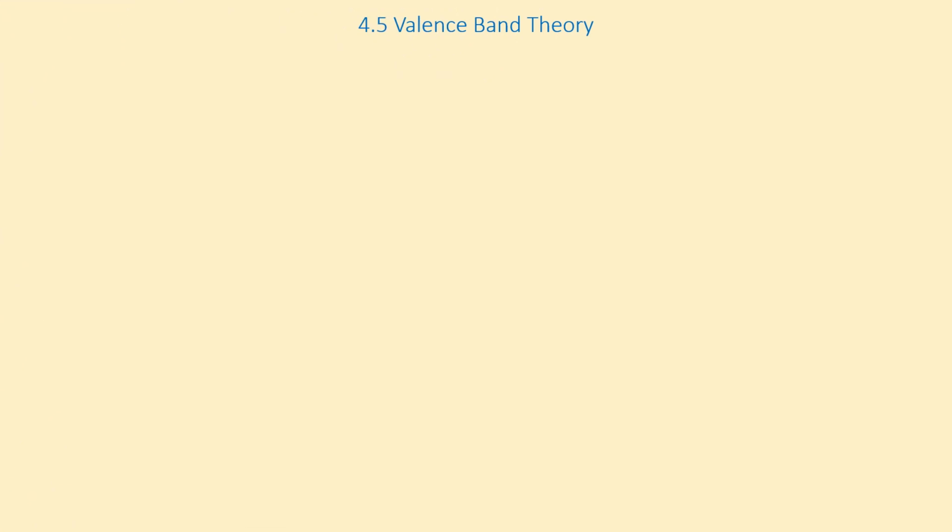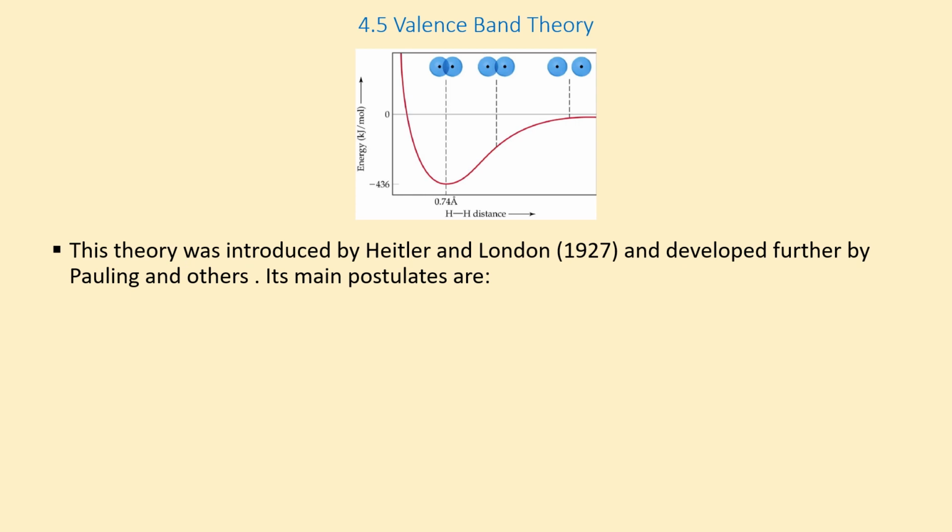Valence bond theory. Lewis' approach helps us in writing the structure of molecules, but it fails to explain the formation of chemical bond. It also does not give any reason for the difference in bond dissociation enthalpies and bond lengths in molecules. Valence bond theory was introduced by Heitler and London in the year 1927 and developed further by Pauling and others.